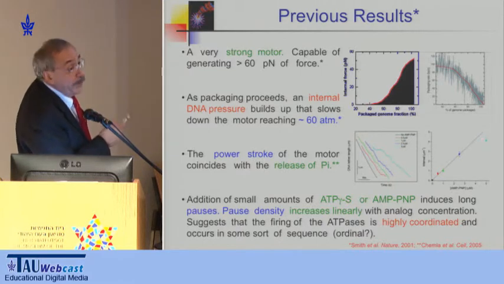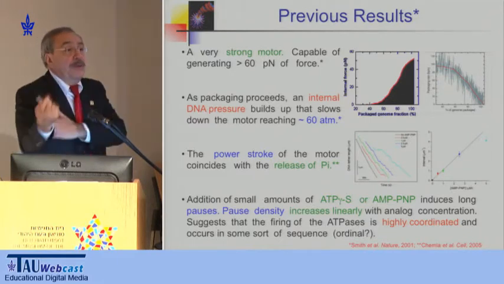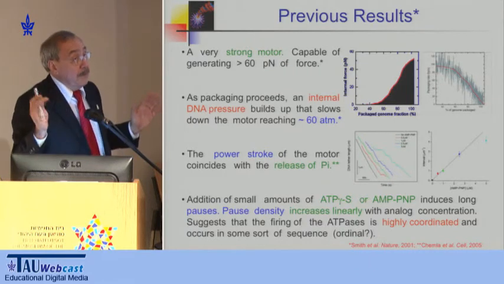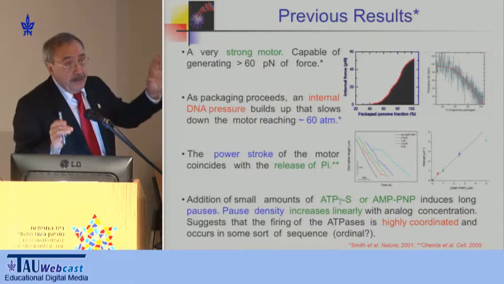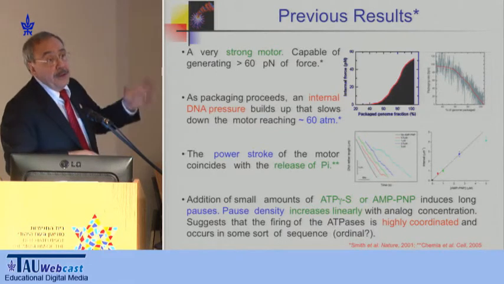First of all, it's a very strong motor, can generate forces as high as 60 piconewtons. This is very significant because myosin, which is the motor in our muscles, can, for example, generate only forces between 3 and 5 piconewtons. So this is 15 to 20 times stronger than myosin.